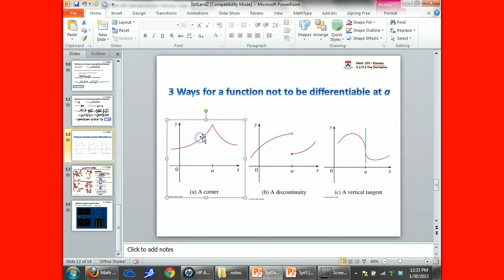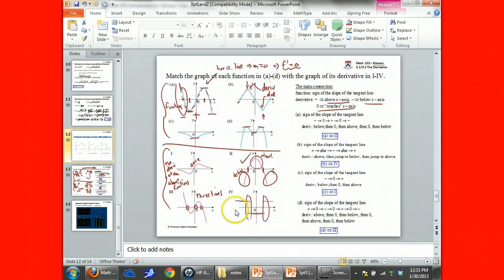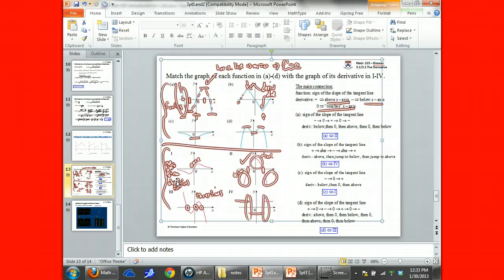And so this is what we ended up with in that picture. It wasn't a curve meeting a curve at a sharp point. It was a line meeting a line at a sharp point. But still the idea is that it's a sharp point, so your derivative doesn't exist there. Good question. Anything else?